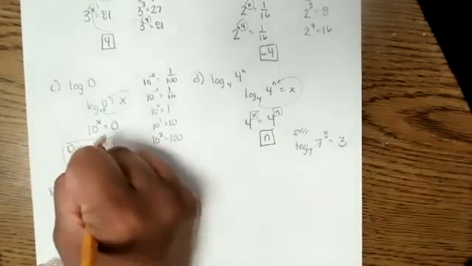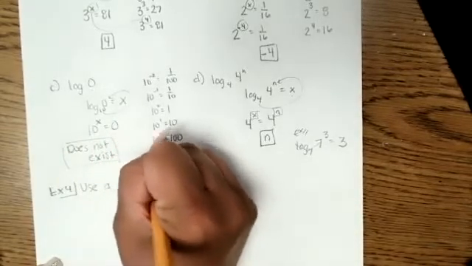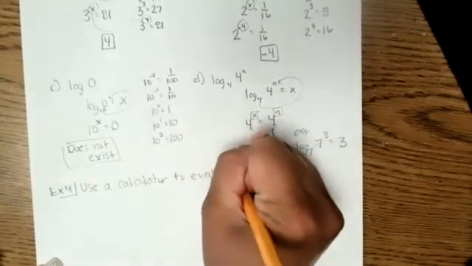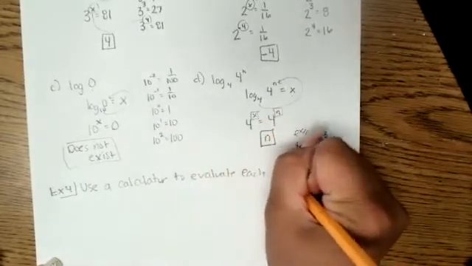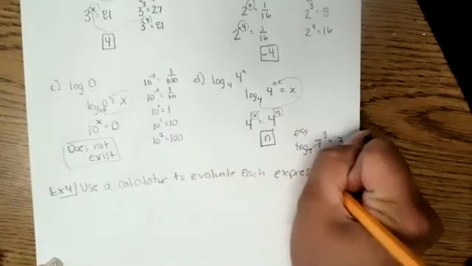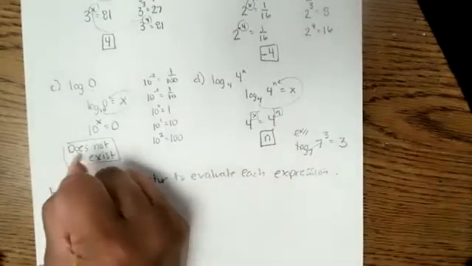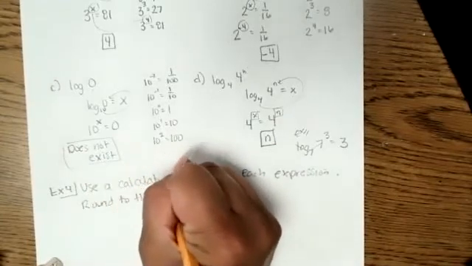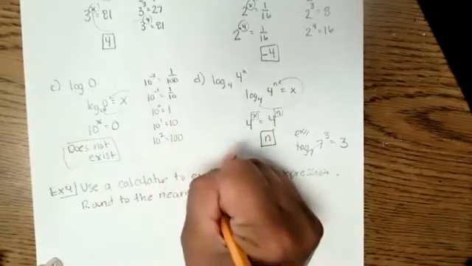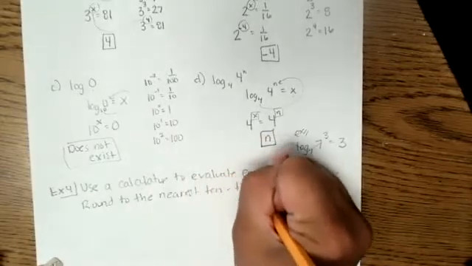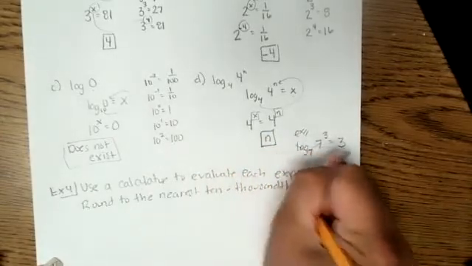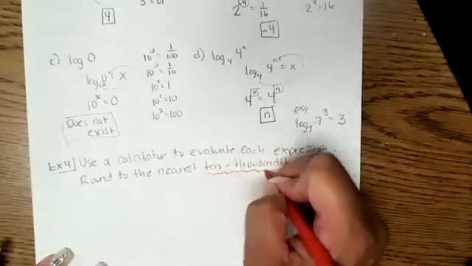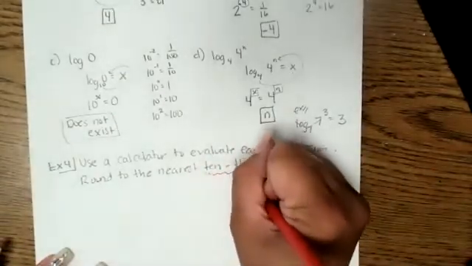Calculator time. We're going to use a calculator to evaluate each expression. And I want you to round to the nearest 10,000th. Now, 10,000th, that is actually 4 decimal places.